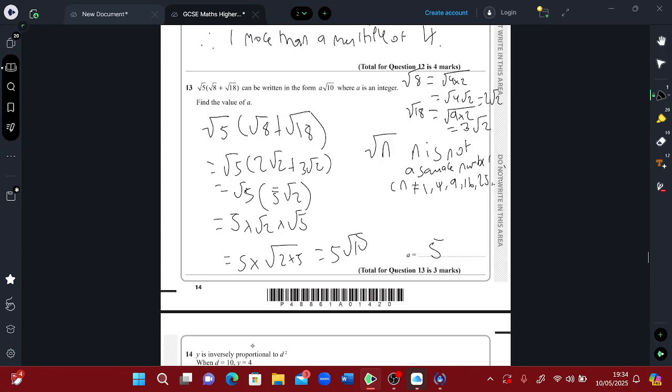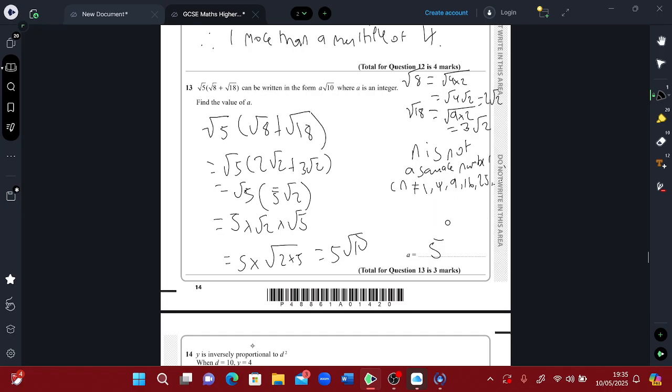So you can never write these as a whole number; it just has to be left as a square root. That's all it is: a square root where the number inside is not a square number, so it doesn't cancel to a whole number. And you should also remember this surd law: root AB is root A times root B, because that will allow us to simplify things.